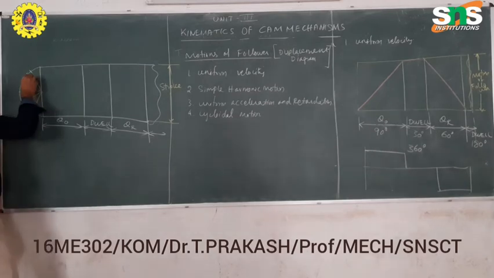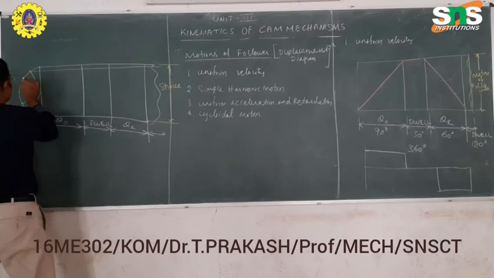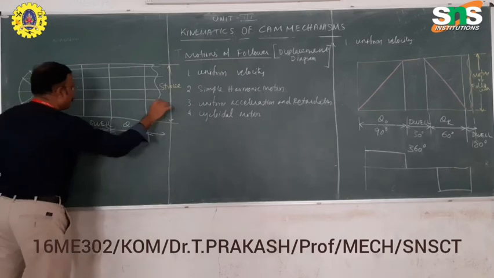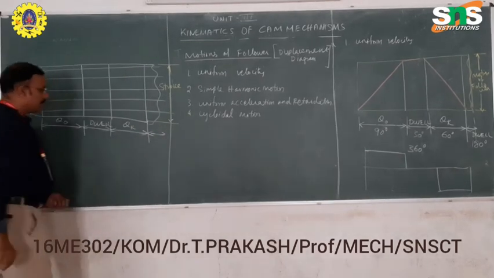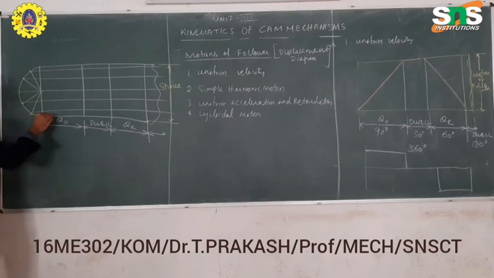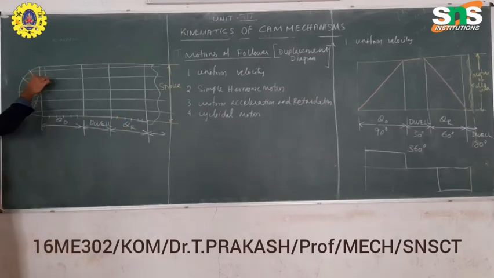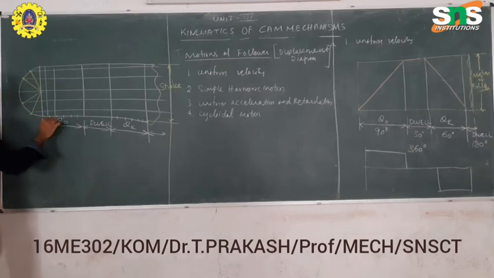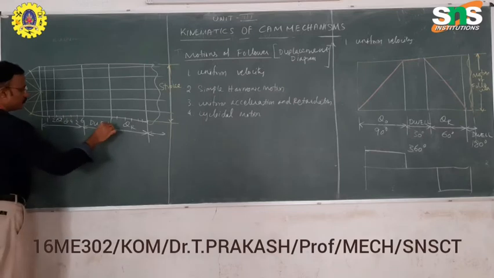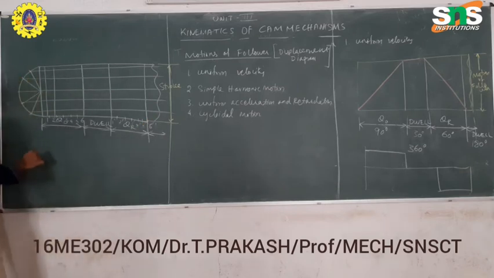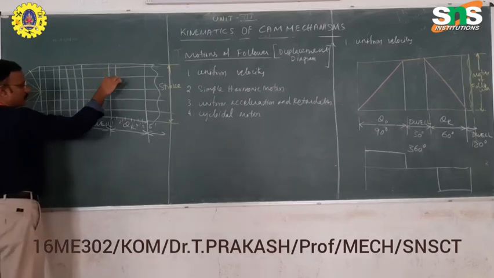Then you have to draw a horizontal line from all these points. And then split the outward stroke into 6 equal parts. Similarly, you draw vertical lines. Take them as 1 dash, 2 dash, 3 dash, up to 6 dash. You draw a vertical line through all these points.